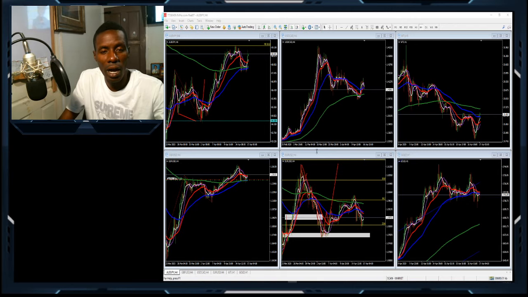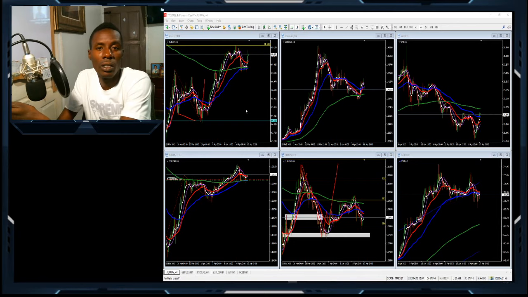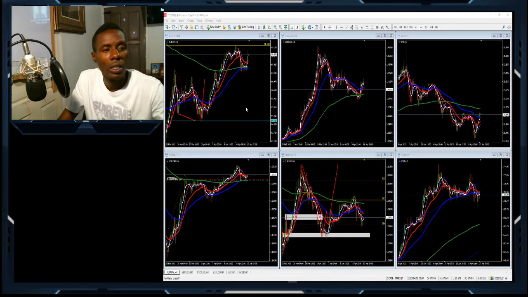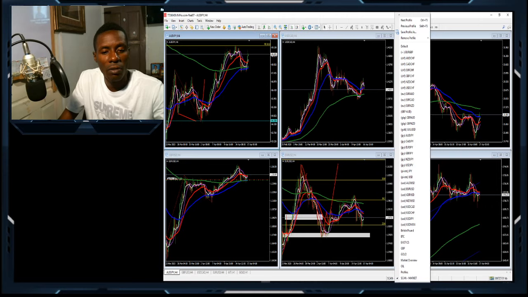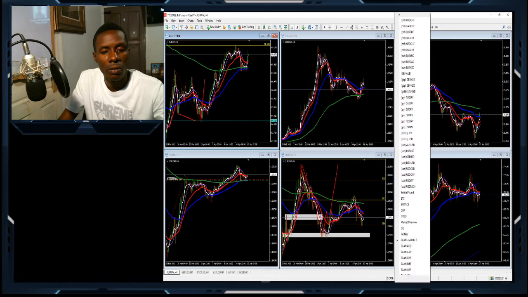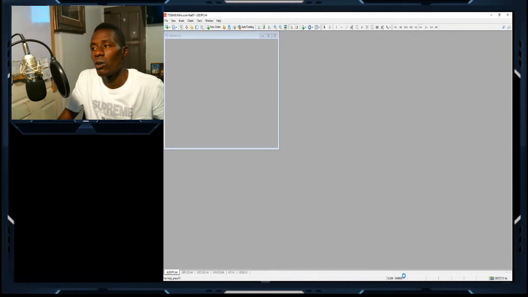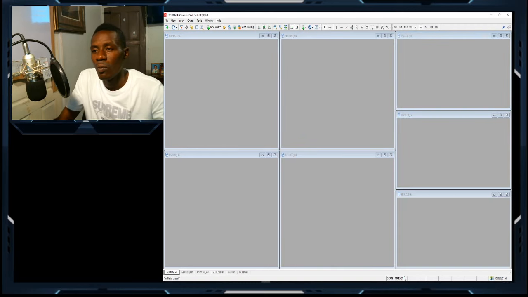This doesn't have any special layout. Just WTI, gold, dollar CAD, euro dollar, Aussie yen, and pound yen right there. I normally have my template, but we are going to do the dollar first scan. We are going to scan the dollar.